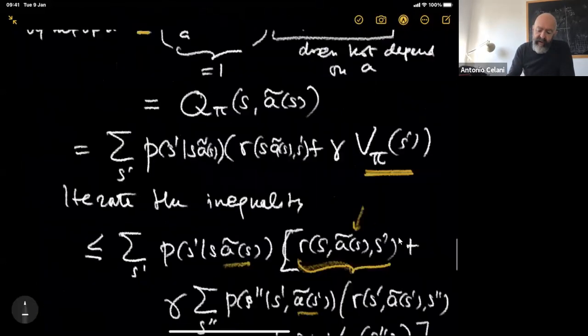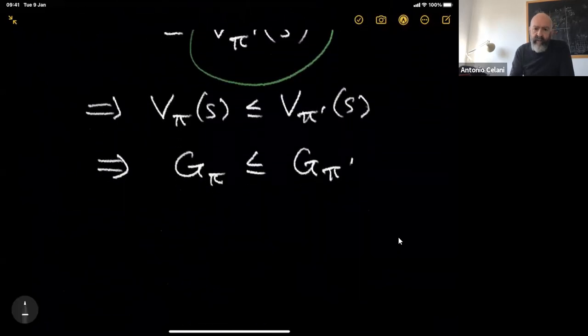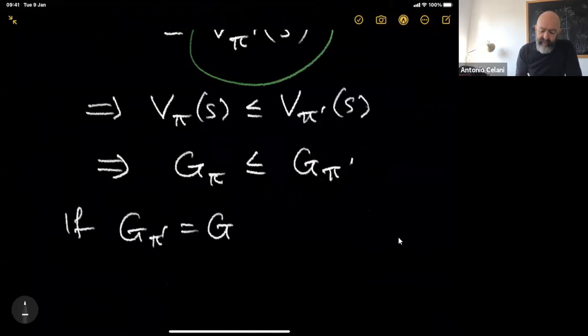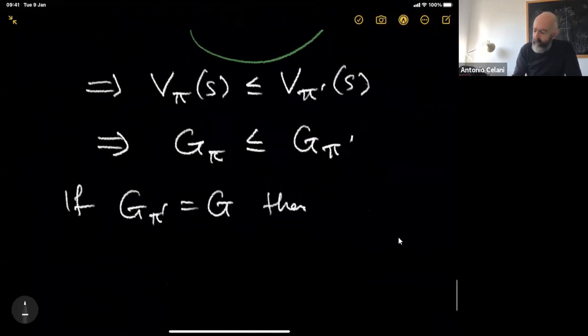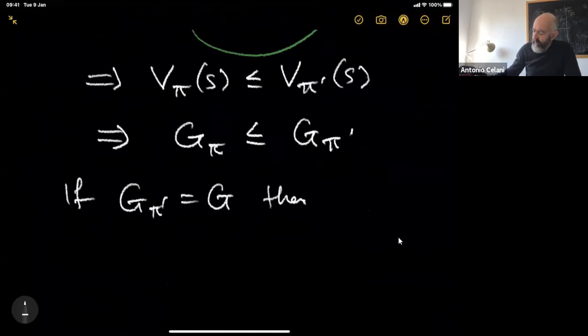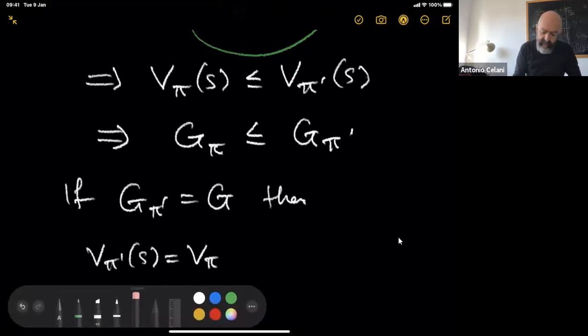Okay, final conclusion about this. What happens if there is an equality? Okay, if G pi prime is equal to G pi, then what do we have? Well, we have that this means that V pi prime of S is equal to V pi of S. But let's go one step at a time.